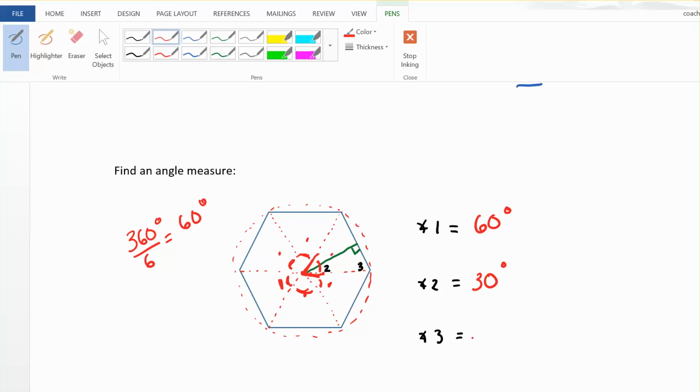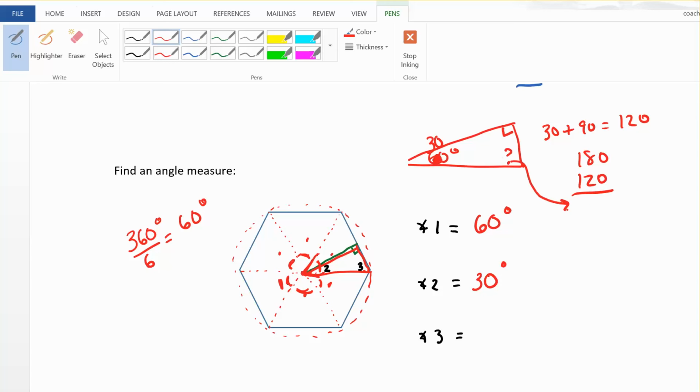And now we want angle 3. And to find angle 3, we need to look at the triangle right here. And if I redraw that up here and make it just a little bit bigger, we have this angle, angle 2, was 30. Sorry, it was half of 60. Angle 2 was 30. That was 90, leaving us what left over for angle 3? Knowing that the angles all add to 180, 30 plus 90 is 120. If we take that from 180, then this angle here would be 60 degrees.